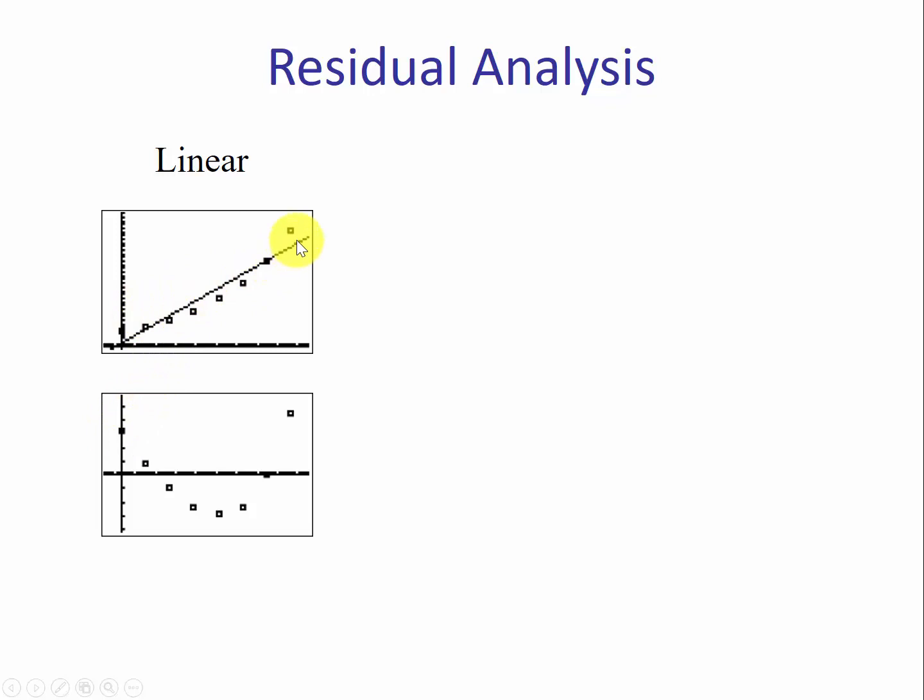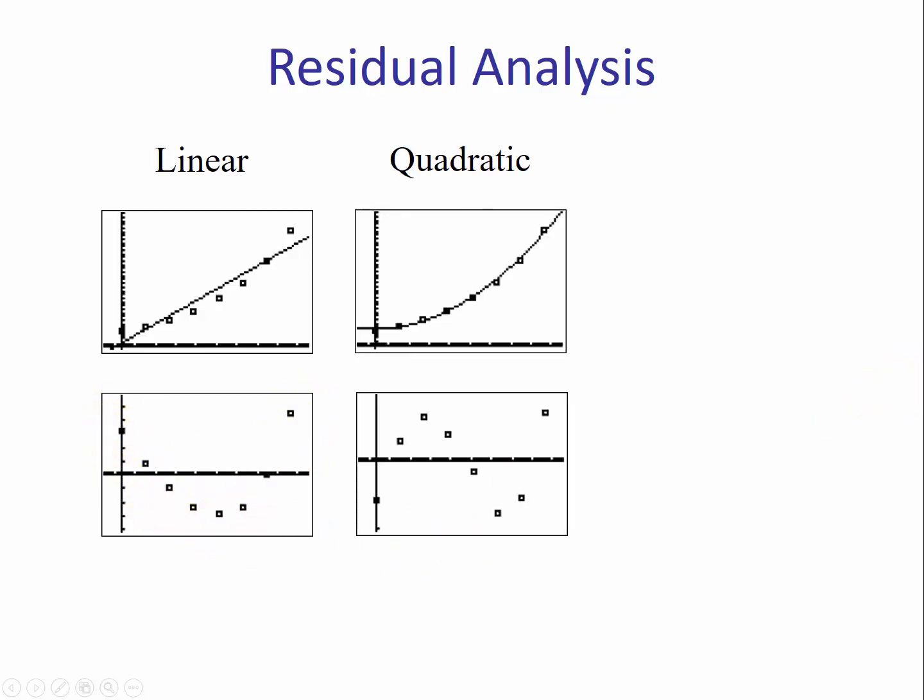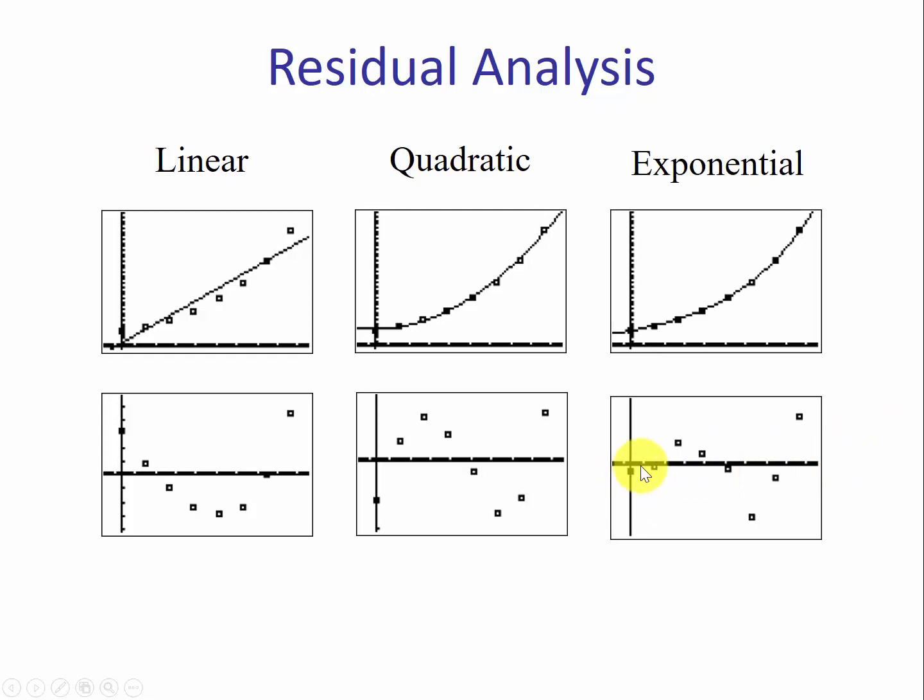So the scatter plot for the linear function along with the residual plot showed a pattern in the residuals. The quadratic also showed a pattern in the residuals, and the exponential was the residual plot that had the most random pattern. So based upon the scatter plot, R square, and the residual plots, the exponential function is the most appropriate for this data set.